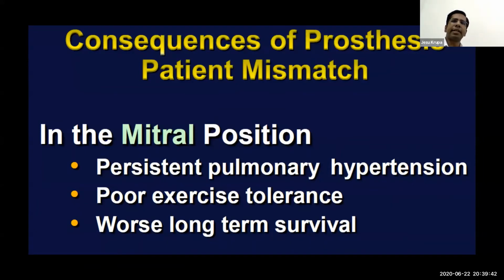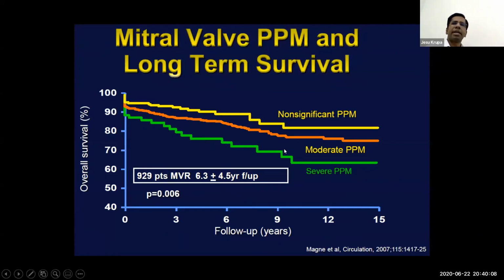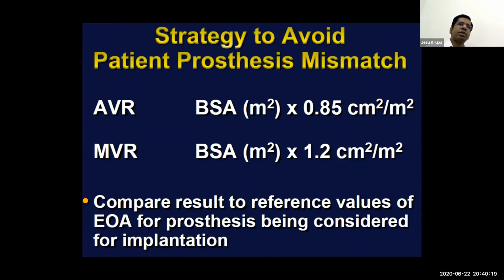The consequences are that the patient can have persistent pulmonary hypertension. His exercise tolerance also may be poor. The reason for which it was operated, especially if it was mitral stenosis, he may continue to have the same symptoms because even now the valve is functionally stenotic and is small for the patient size. Hence, in the long term, the patient may not do very well. That has also been shown by evidence, that those with severe patient prosthesis mismatch don't do as well as those with normal or non-significant PPM. So how can we avoid this?